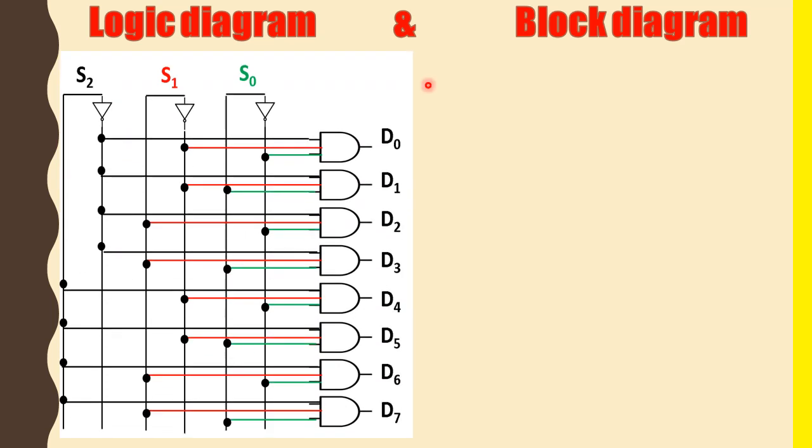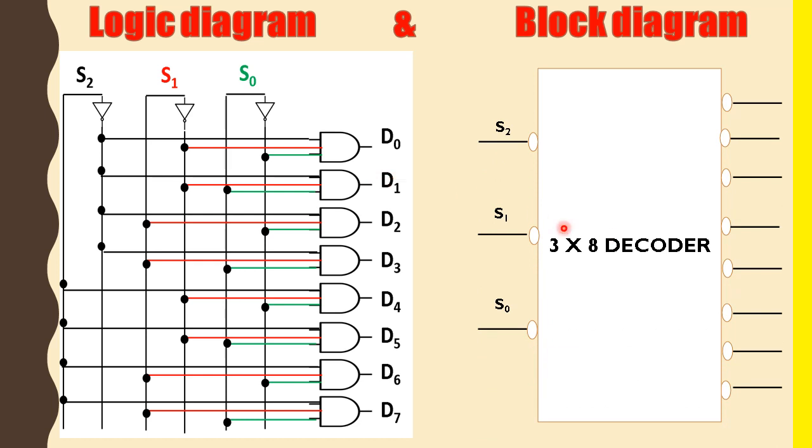This is the final logic diagram you can see here, and the block diagram. For the given logic diagram it is quite simple. You can see here we only need 3 inputs and 8 output lines to represent a 3 to 8 decoder.